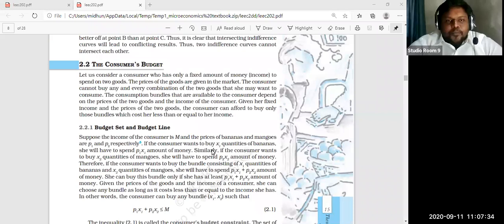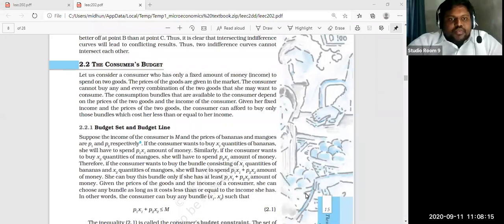So let's have a discussion on this text from the textbook. Let us consider, it is page number 15, I think. 2.2, the consumer budget. Our ordinal theory is still pending. After completing this, I will go there, then you will be able to understand that very easily. Let us consider a consumer who has only a fixed amount of money. That means income, a fixed amount of money. Basically, a fixed income is related with salaried employees. In business and enterprises, the income will change.